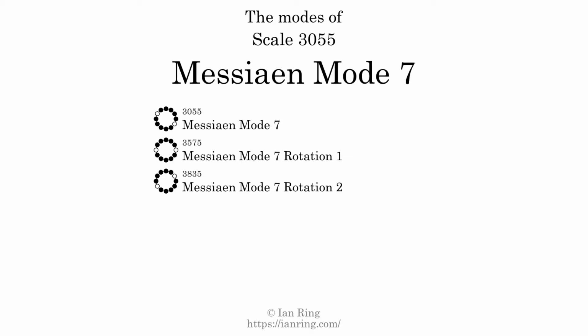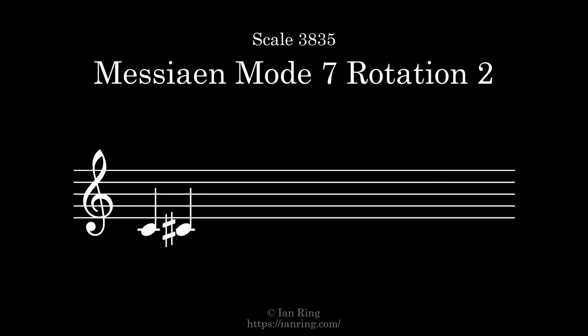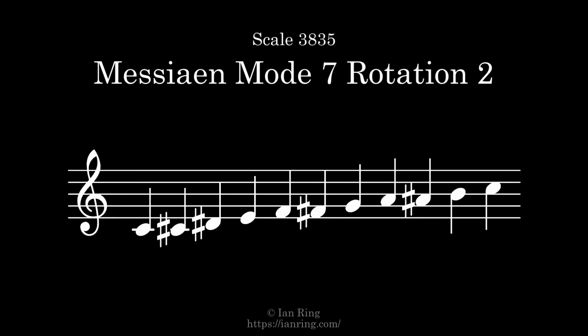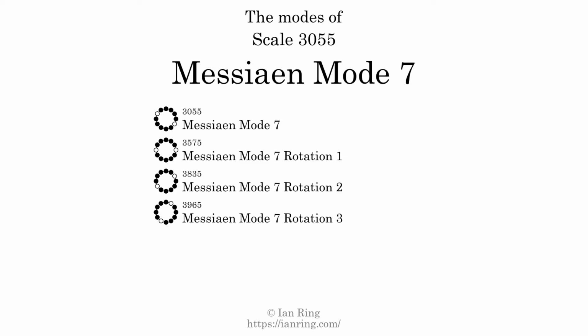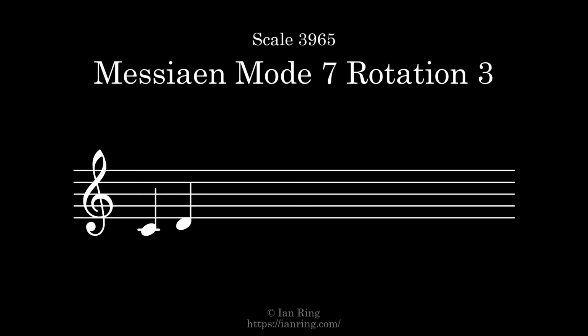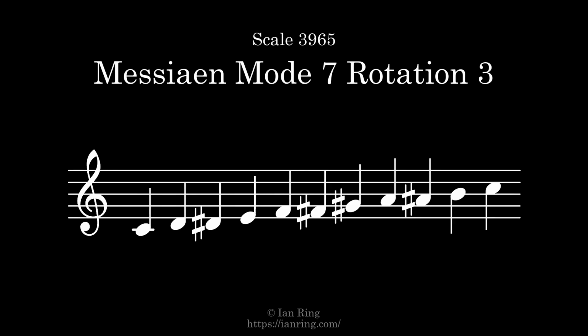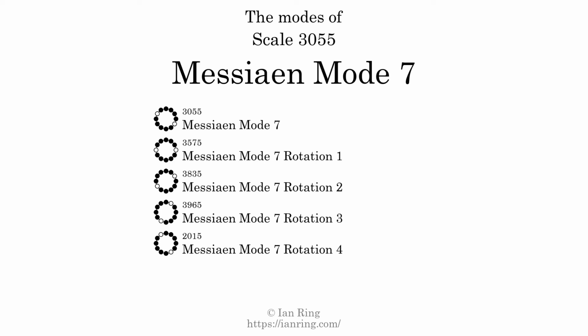The third mode is scale 3835, also known as Messiaen Mode 7 Rotation 2. It sounds like this. The fourth mode is scale 3965, also known as Messiaen Mode 7 Rotation 3. It sounds like this. The fifth and last mode is scale 2015, also known as Messiaen Mode 7 Rotation 4. It sounds like this.